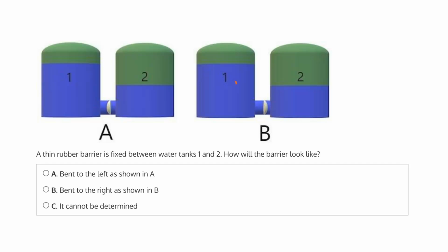Again, we have more force, more hydrostatic pressure that comes from the greater volume of water in tank 1, which is going to be exerting a force from tank 1 to tank 2, which should see that rubber barrier bulge towards tank 2, as we see in B. And therefore, the correct answer is B.